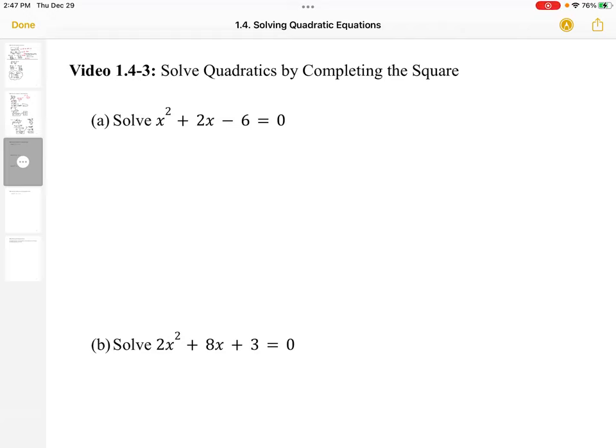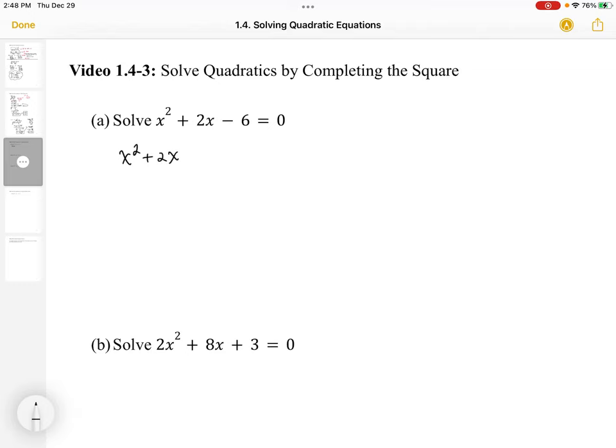In this video, we're going to be solving quadratics by completing the square. So let's look at this example: x squared plus 2x minus 6 equals 0. Now, what I want to do is simplify this problem to just x squared plus 2x. Okay, let's just ignore the rest of the problem.